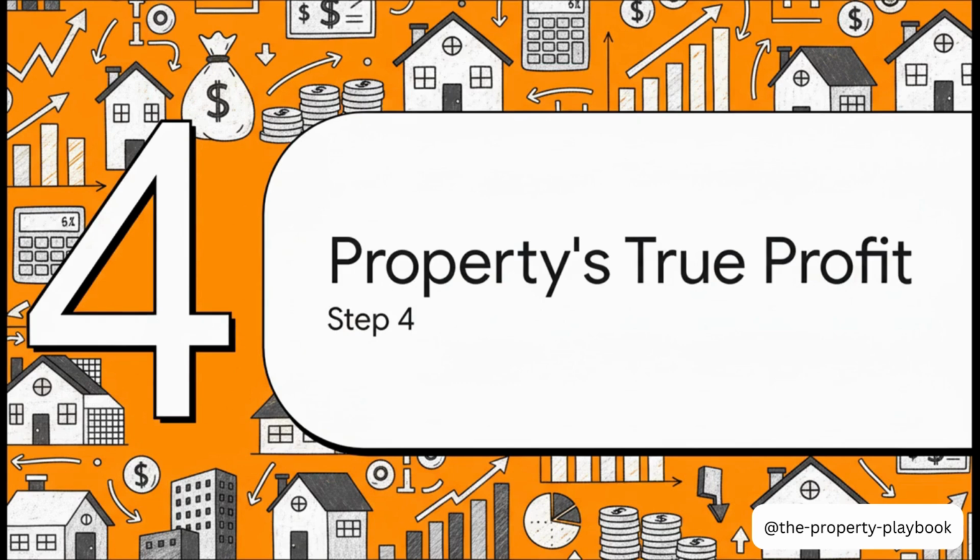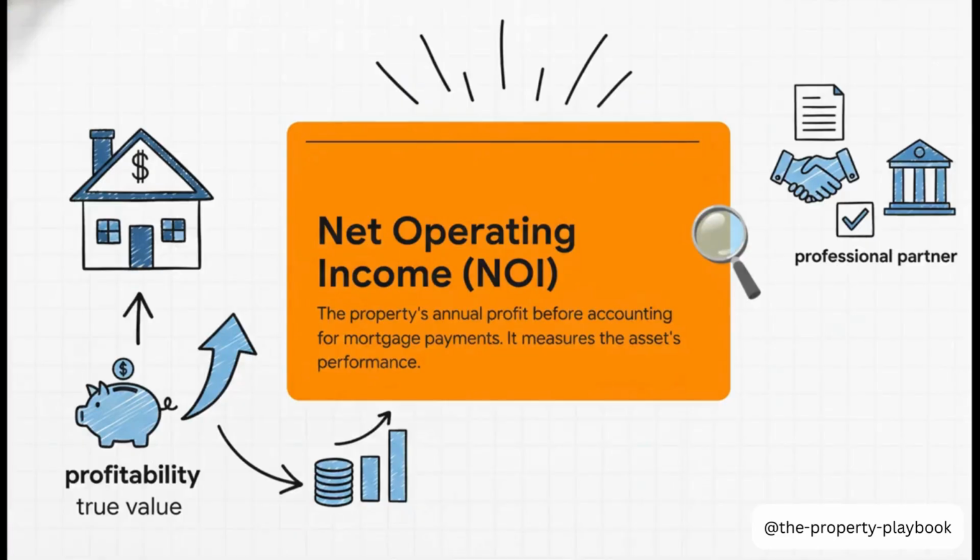This number tells you if the asset itself is a winner, totally separate from your personal financing situation. And that metric is net operating income, or NOI. So why is it so important? Well, because it shows you the pure, unadulterated profitability of the property itself. It's the number that a bank or a professional investor is going to look at to judge the real value of the deal, no matter what kind of loan you get.